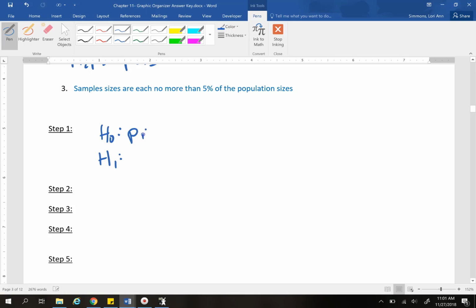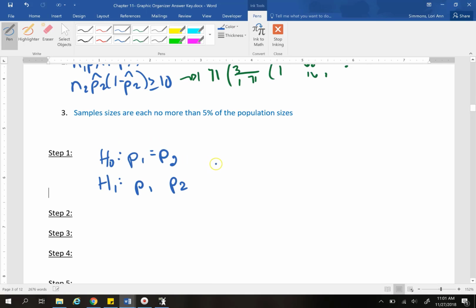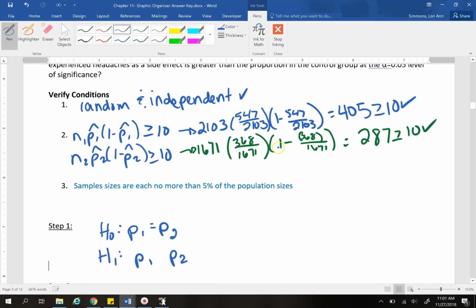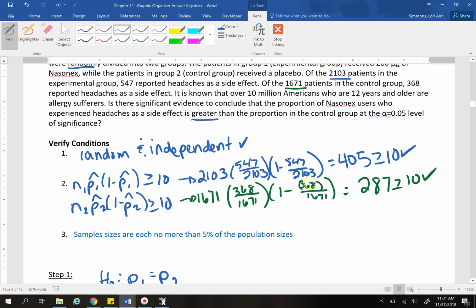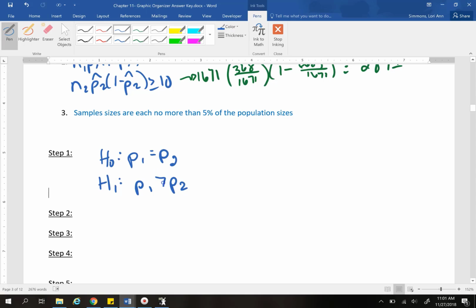So we know we're doing proportions, so we can write all of this down. Now all we really need to do is figure out this symbol, this inequality. So let's go back up and look at the question. The proportion of Nasonex users who experience headache is greater than the control group. So this is going to be greater than, so P1 is Nasonex. P2 is your control.